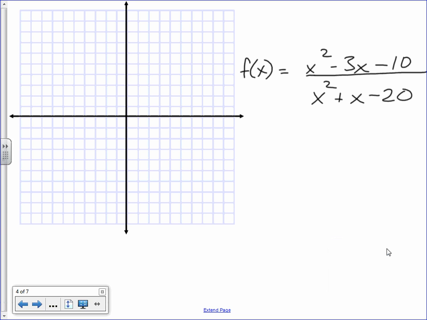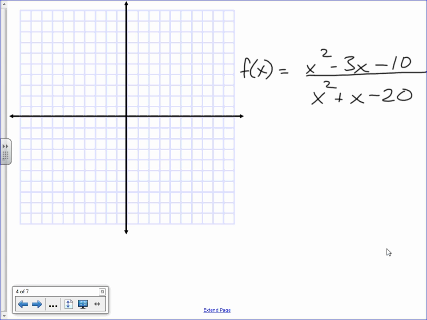Okay, so I've got my function set up here. I've got a quadratic trinomial in the numerator, and I have a quadratic trinomial in the denominator. I want to create an accurate sketch of what this graph looks like, identifying its domain, all of its intercepts, and then the different pieces to the function.